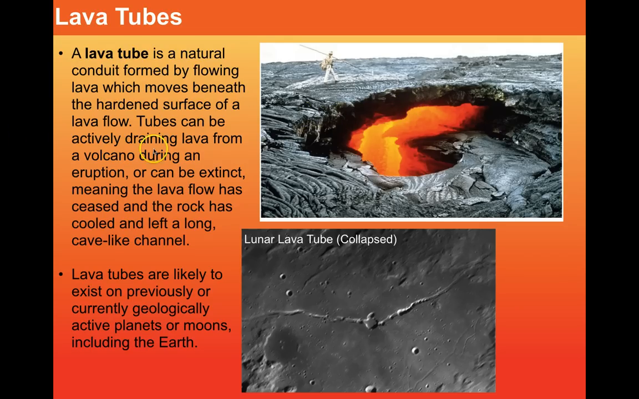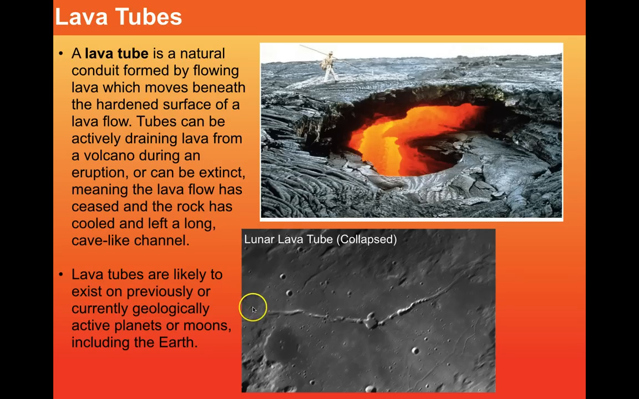Tubes can be actively draining lava from a volcano during an eruption, just as we see here. This is from Hawaii. Or it can be extinct. There's a lot of extinct ones, meaning the lava flow has ceased and the rock has cooled and left a long cave-like channel. Lava tubes are likely to exist on previously or currently geologically active planets or moons, including the Earth. So basalt and lava tubes kind of go hand in hand.